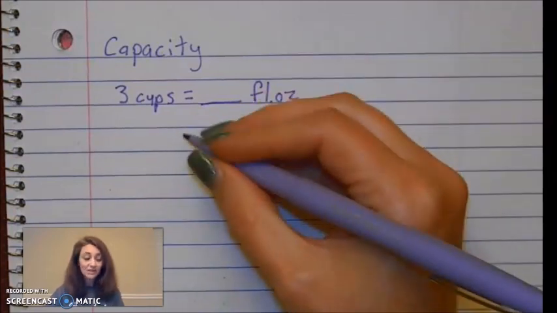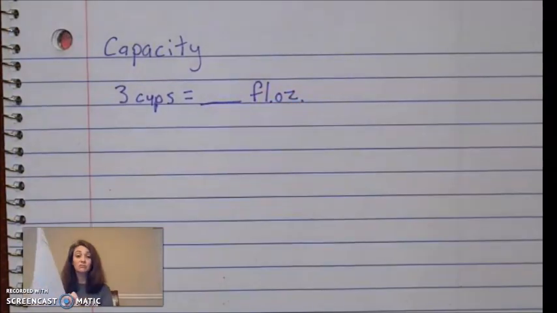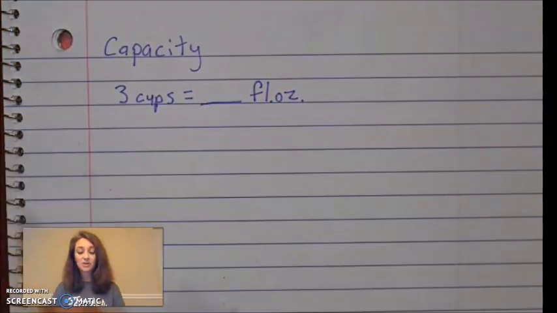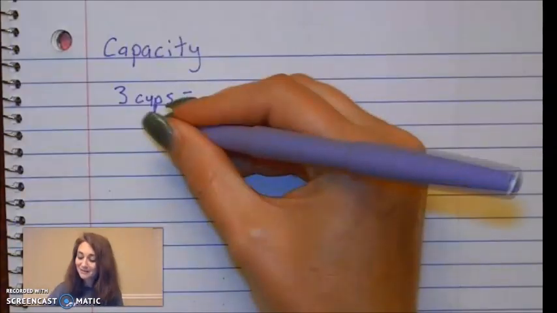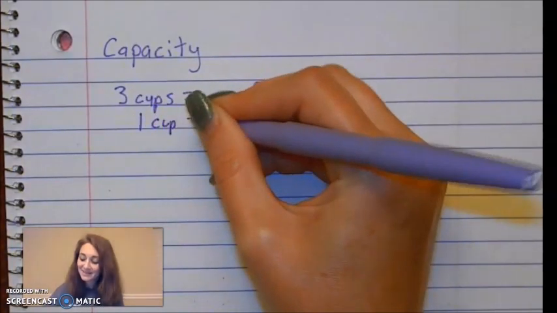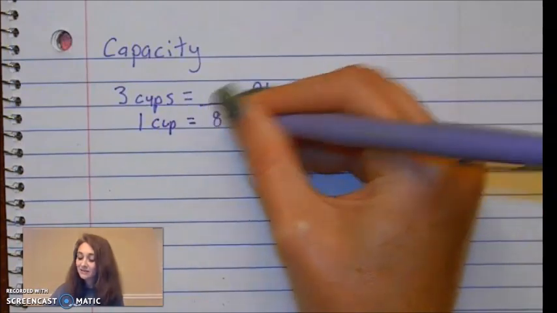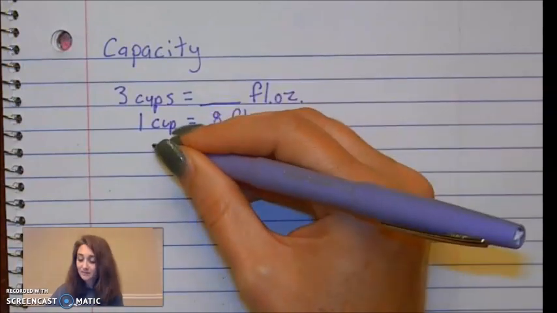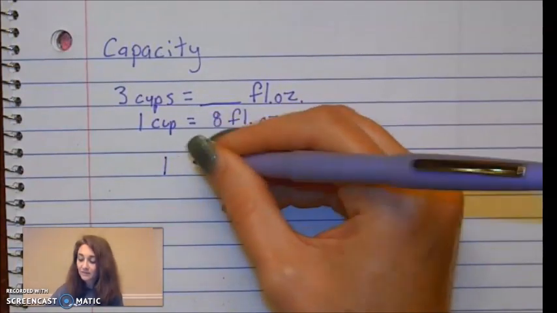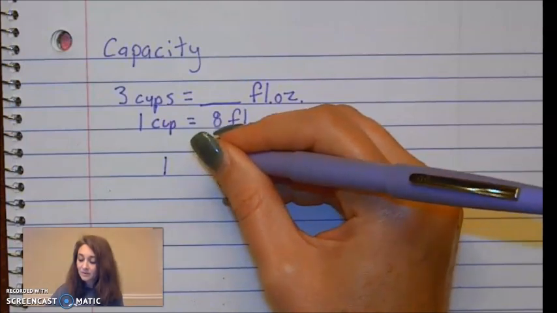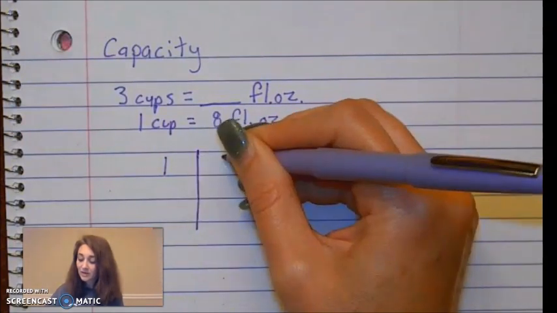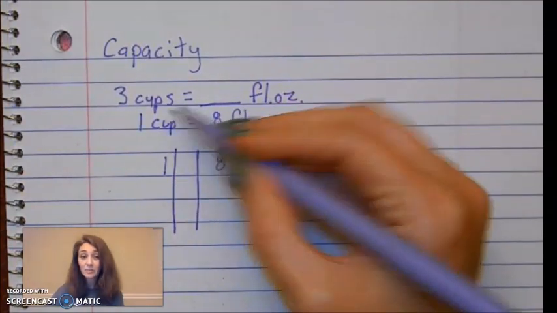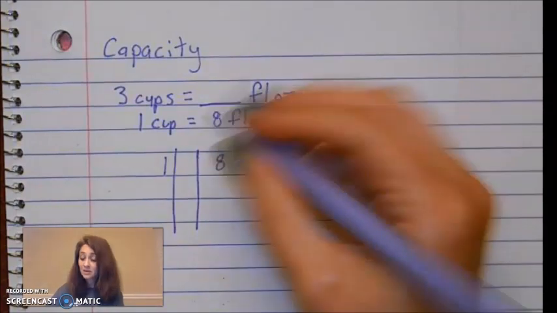All right, I need to look at my chart. Okay, and I see cups. I'll just put that right in front of my face, sorry. 1 cup equals 8 fluid ounces. So I'm going to make my chart. 1 cup. And then we have 8 fluid ounces. I'm going from a big unit, cup, to a small unit, fluid ounces.